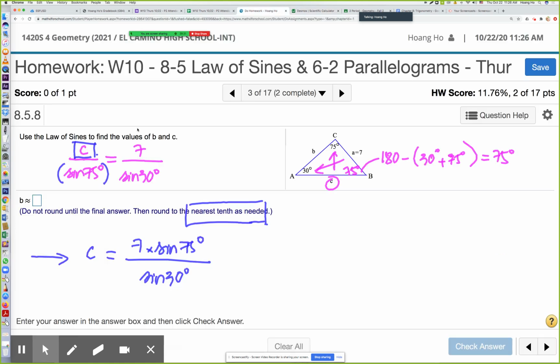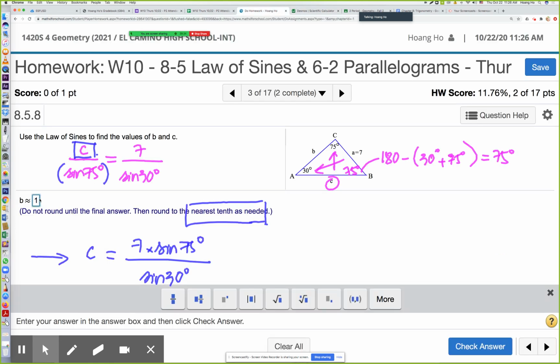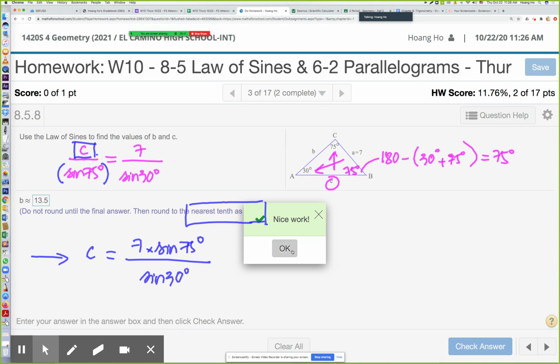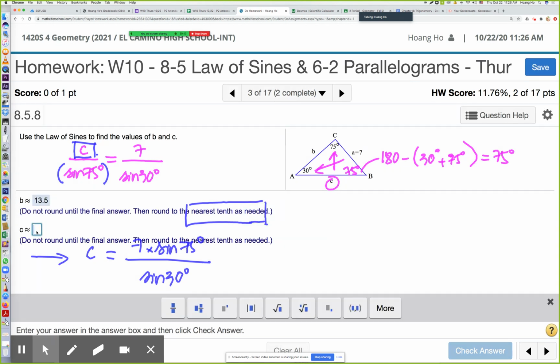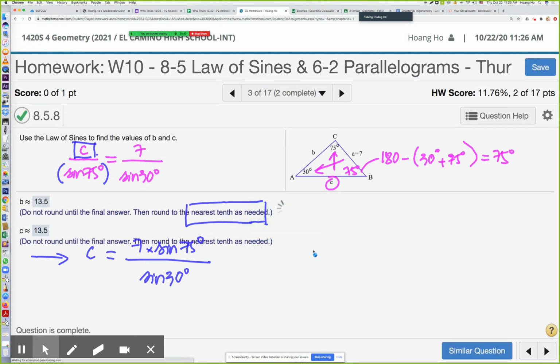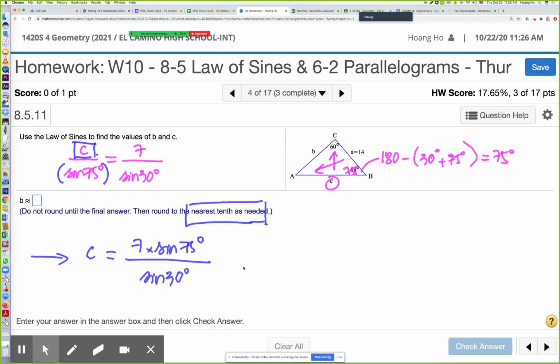So I go back to my box, I put 13.5, and then I'm done. And then if they ask you for C, it's exactly the same because I know this is an isosceles triangle. If this were not an isosceles triangle, you would find the value of B separately. Here, you know B and C are exactly the same.